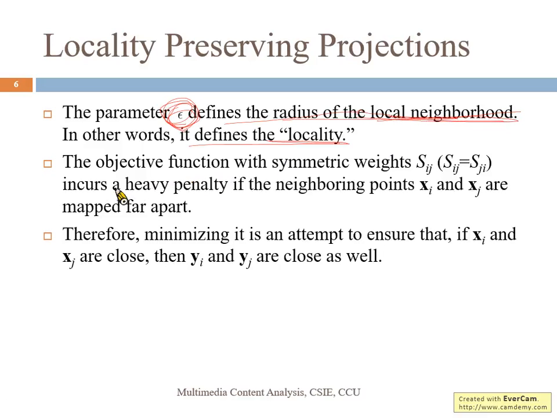So the parameter epsilon defines the local neighborhood. Okay, and the objective function with symmetric weight Sij incurs a heavy penalty if neighboring points xi and xj are mapped far apart. So the essential idea of LPP is that closer data points in the original space should also be mapped to close projected sample points. If they are nearby in the original space, then they should also be close to each other in the projected space. Minimizing it is an attempt to ensure that if xi and xj are close, then yi and yj should be close as well.